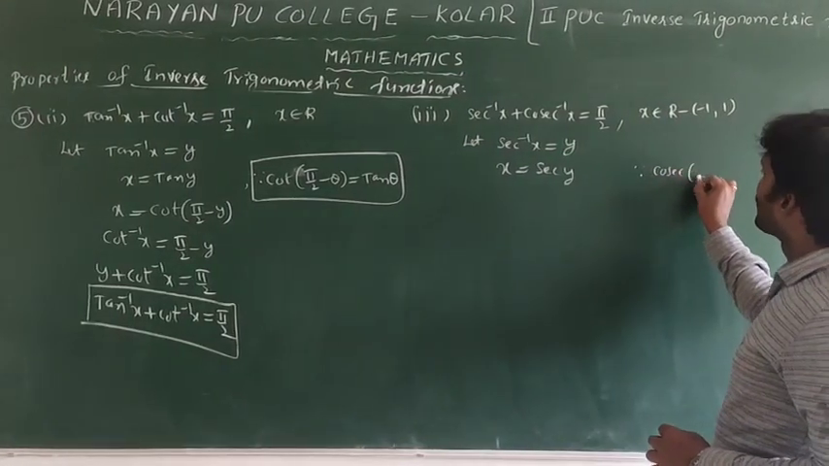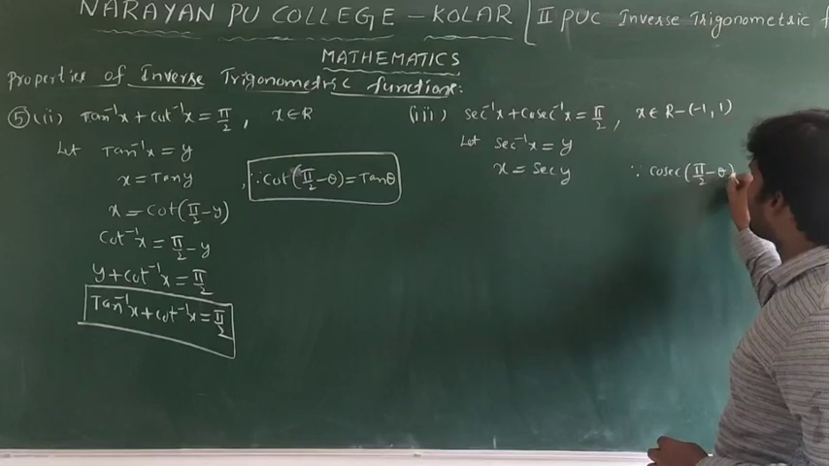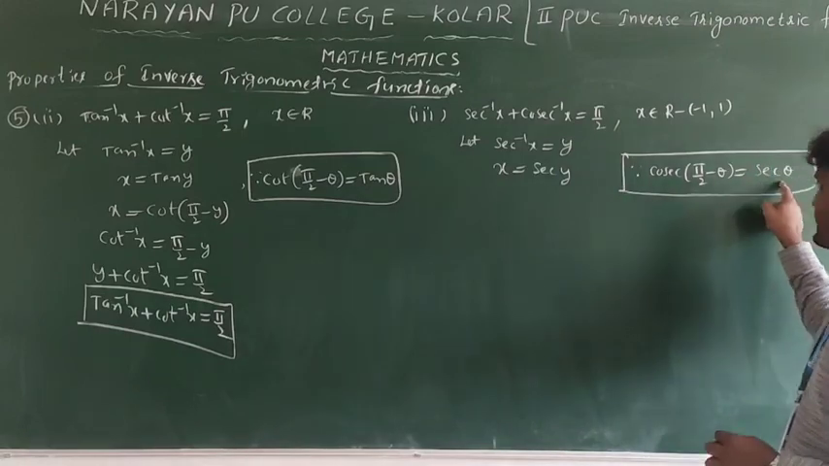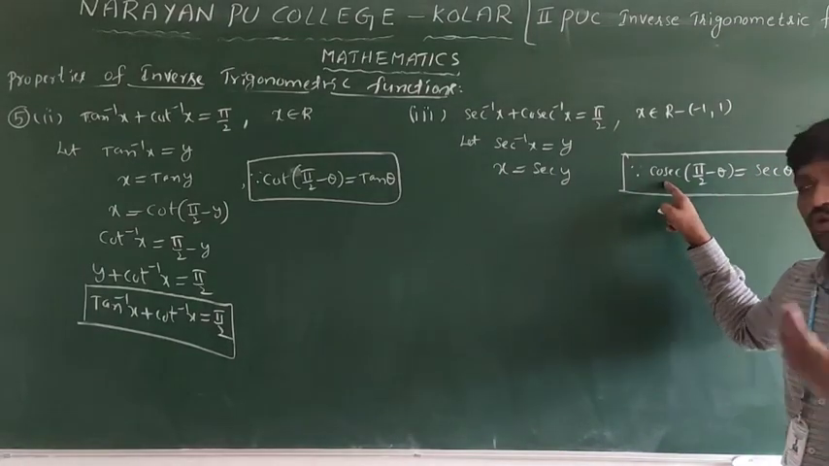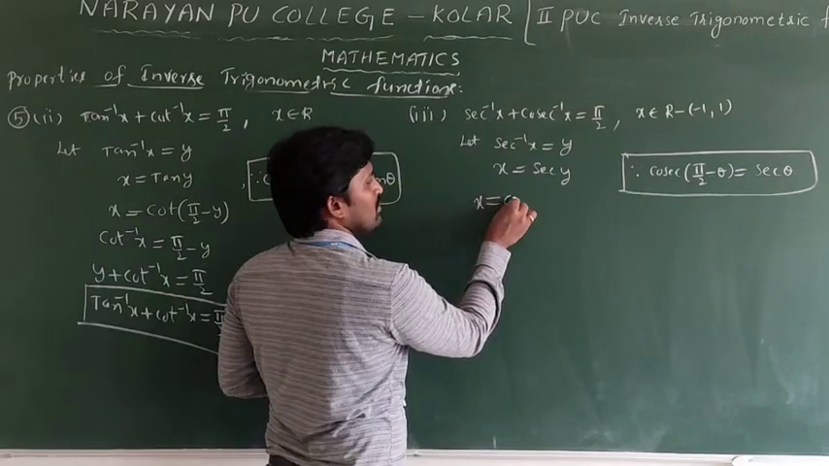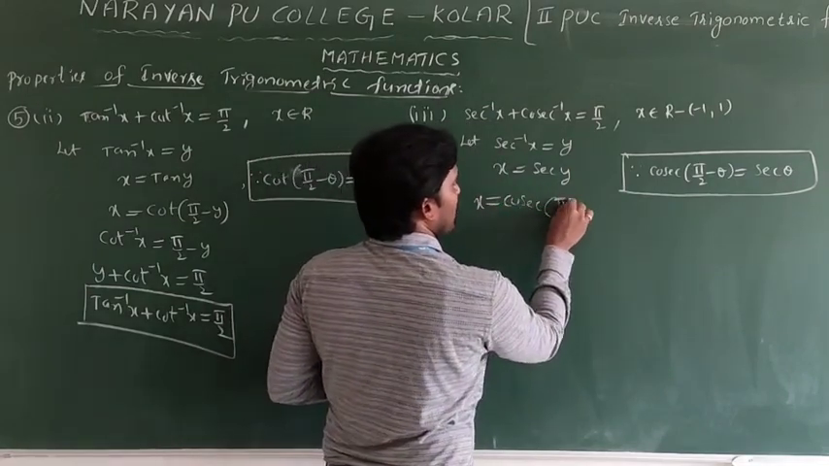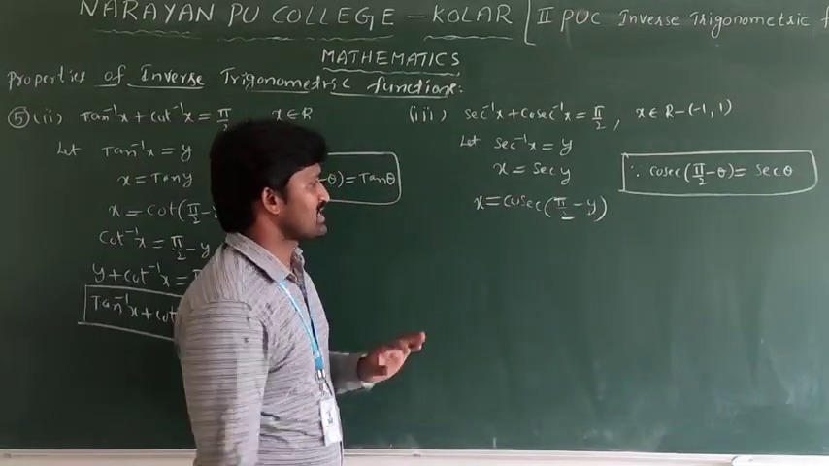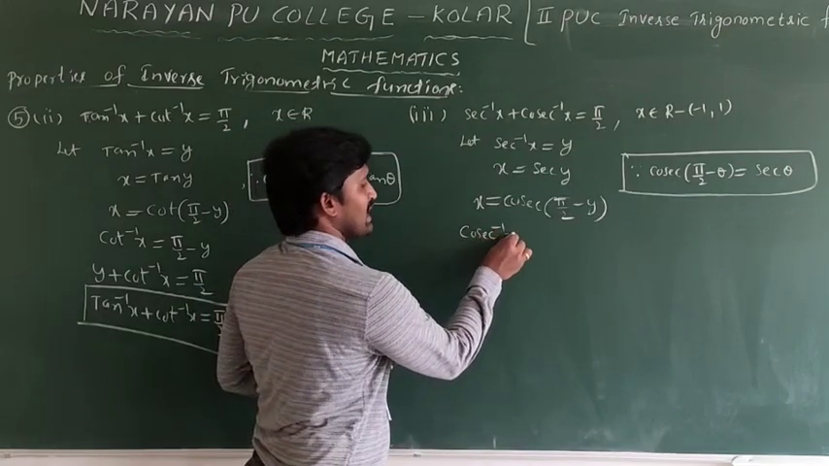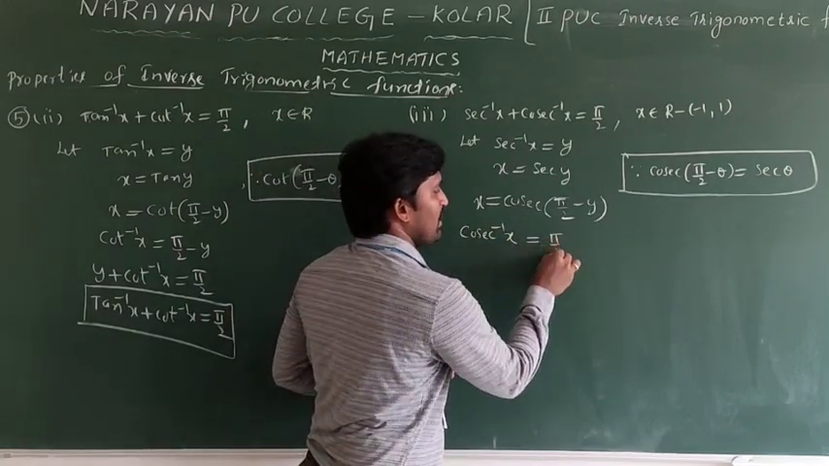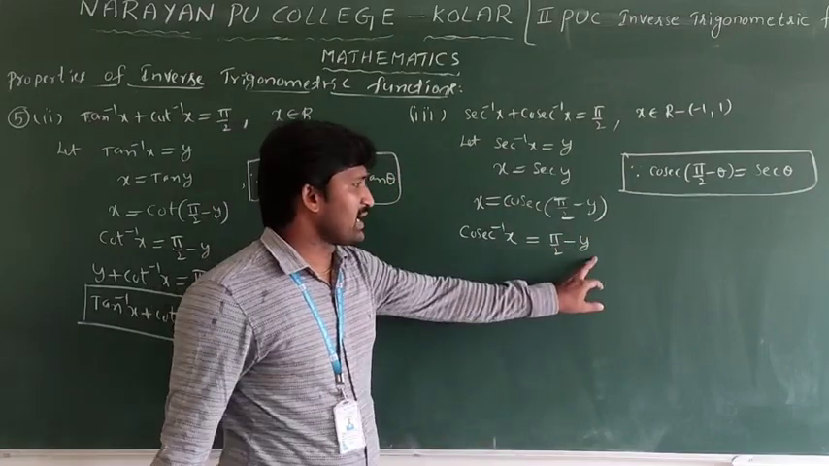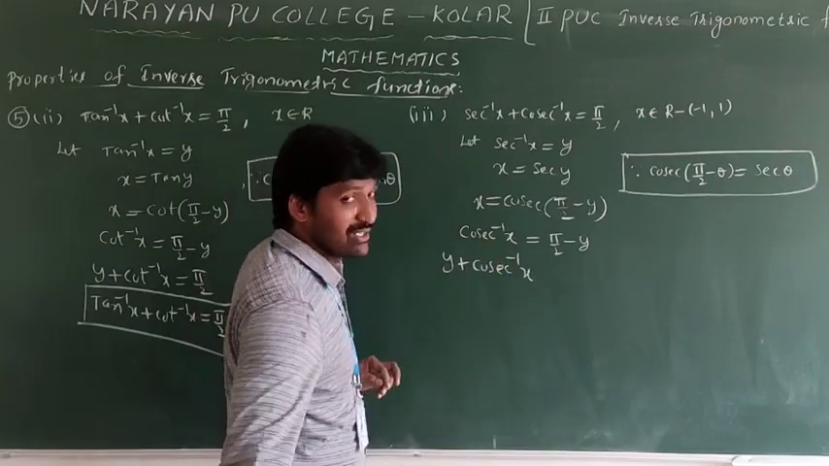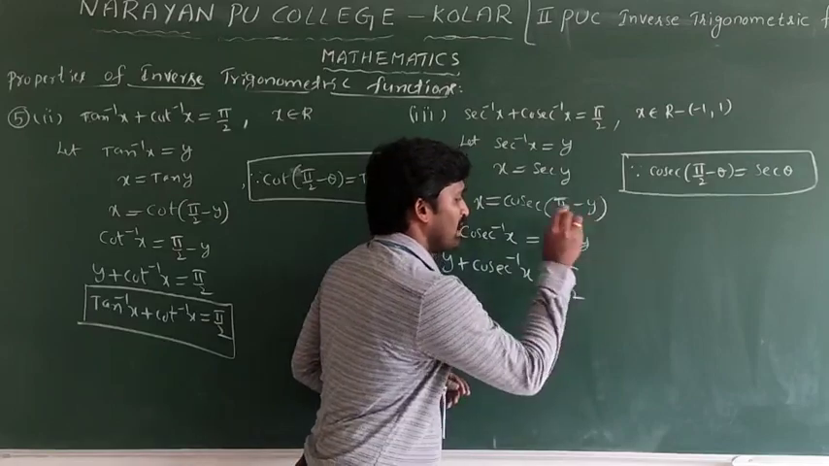How to change? Cosecant of pi by 2 minus theta equal to secant theta. In the place of secant theta, we are changing in terms of cosecant. So x equal to cosecant of pi by 2 minus y. Now take cosecant to the left side, it will become cosecant inverse x equal to pi by 2 minus y. Now take this minus y to the left side, it will become plus y. Now y plus cosecant inverse x equal to pi by 2.